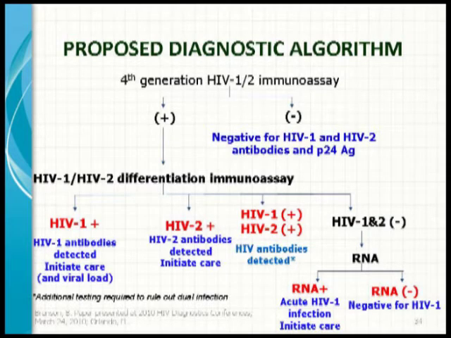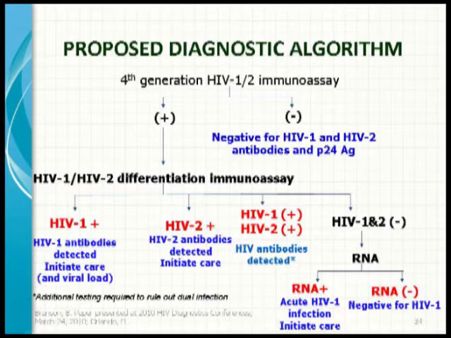If the person has a clinical syndrome highly suggestive of acute HIV, then you could do the RNA testing if you're really suspicious for acute infection. If it's positive, then you could have either antigen or antibody, and then you have to do a differential immunoassay. That will immediately tell you, are there antibodies to HIV-1, HIV-2, or both?